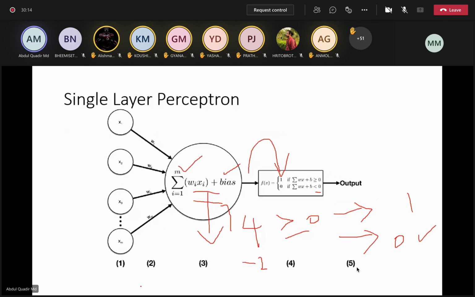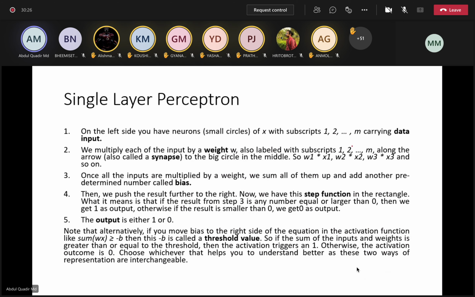These are the same steps: 1, 2, 3, 4, and the 5. And the final function is that it is classified as 1 or 0. On the left hand side, you have neurons, small circles, which are carrying data inputs. So these are my inputs. We multiply these inputs with the weights, labeled 1 to m. This is called a synapse. I have told you what a synapse is. So w1 into x1, w2 into x2, w3 into x3, and so on.